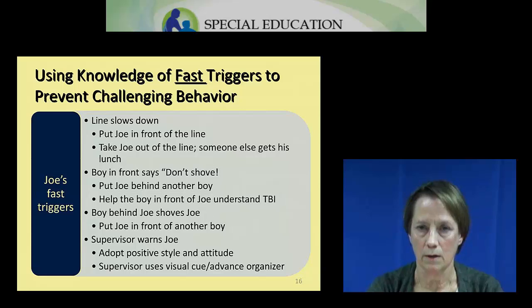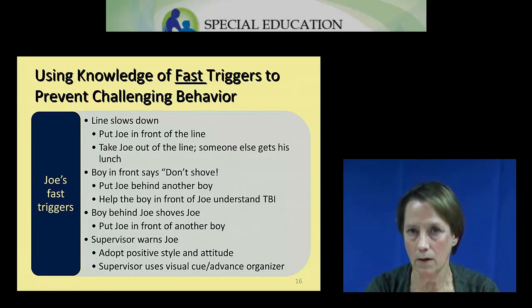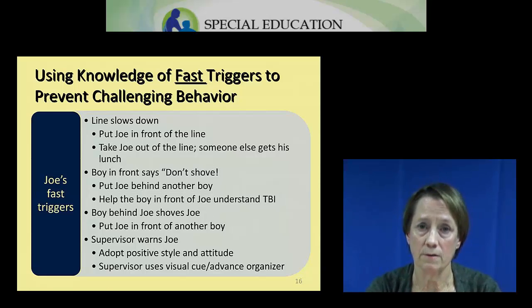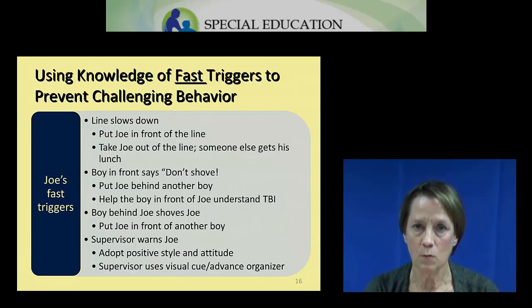So let's look now at Joe's fast triggers. So now he's in the line and the line slows down. So maybe we want to put Joe in front. Maybe we take him out of the line. Maybe the boy in front says, Joe, don't shove. And so we help the boy understand Joe's TBI. Maybe we help the supervisor adopt a more positive style and attitude.